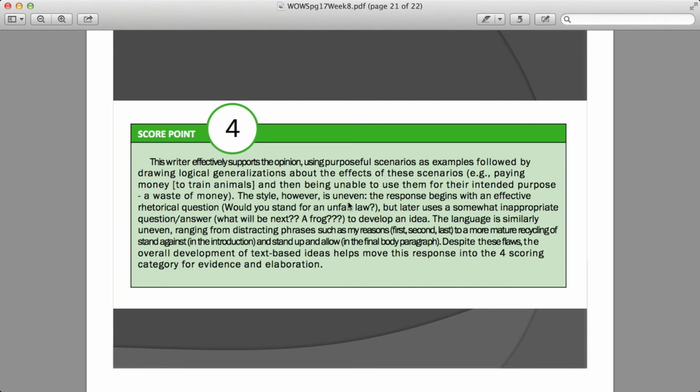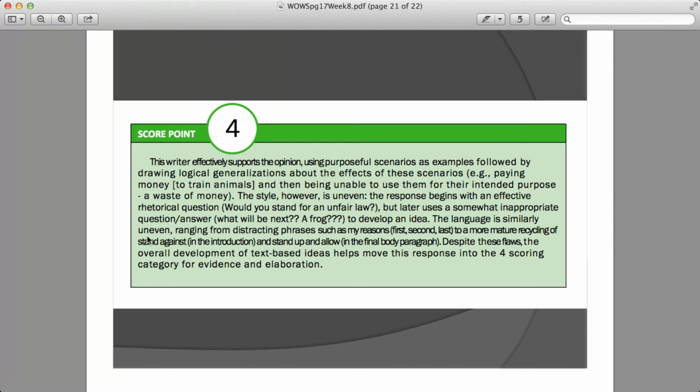"The style, however, is uneven. The response begins with an effective rhetorical question, 'would you stand for an unfair law?' But later uses a somewhat inappropriate question answer." Like I said, what will be next, a frog? Remember how I just mentioned? Not necessary. Adding in a little bit too much personality there, it wasn't necessary. Now, it didn't drop them down to a 3, but they're just pointing out that wasn't necessary to put there.